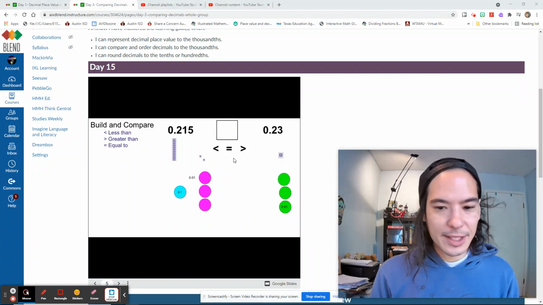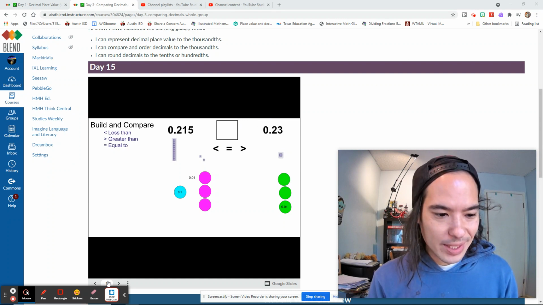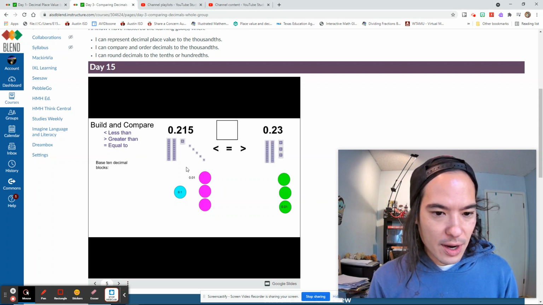Okay, so final thing, let's go ahead and solve it a couple different ways. We've already done it the way that we know works with stacking our decimal places and place values, but let's check it out with the way that they've been working on it. All right, so we have 2 tenths, 1 hundredth, and 5 thousandths over here.